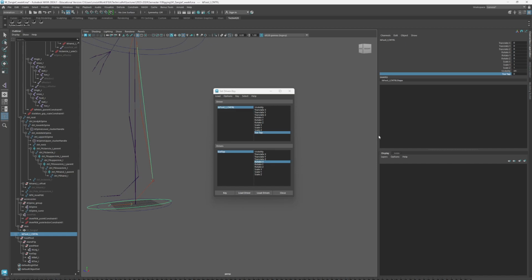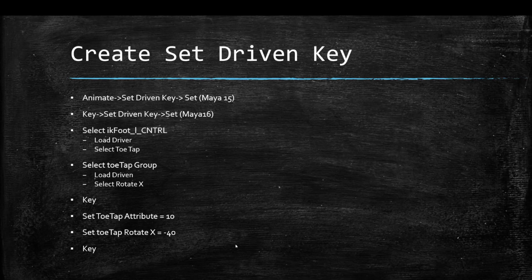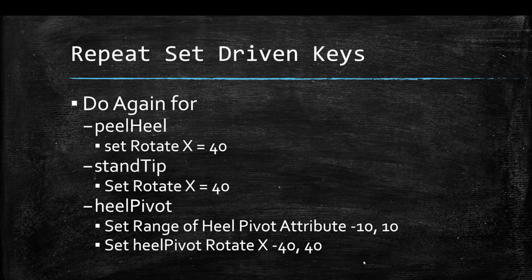For each of the groups that we created here. Yeah, I know this is painful, so hang in there with me, gang. Lots of stuff to go over here. And we're going to do that over again. We're going to do that for the peel heel, the stand tip, and the heel pivot groups. Okay, we're going to do peel heel, stand tip, and heel pivot.